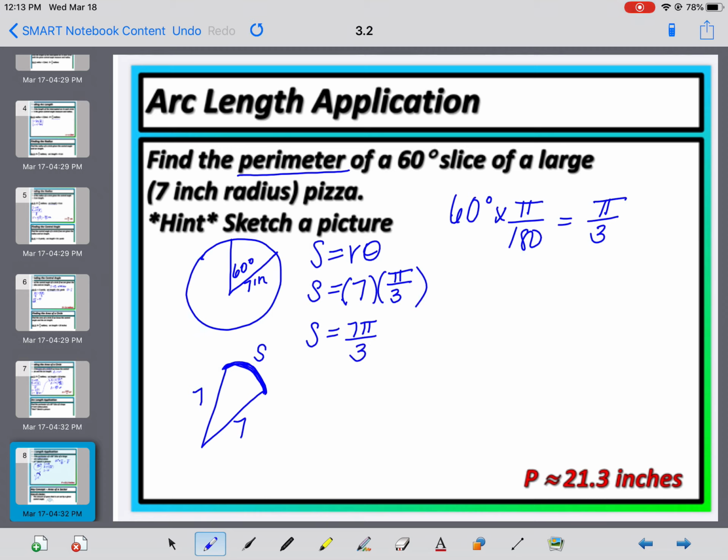Okay, so my arc length is 7 pi over 3. Now in order to find the perimeter, I have to add up all of these sides. So 7 plus 7 plus 7 pi over 3 is 14 plus 7 pi over 3, because these are not like terms. Now if you use an approximation for pi here, we get approximately 21.3 inches for our perimeter.